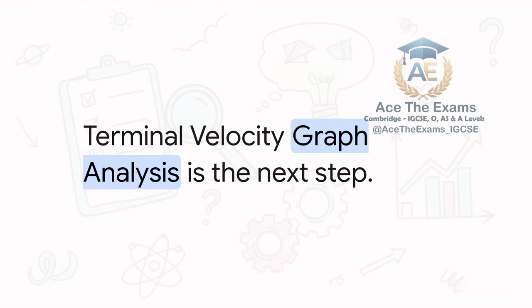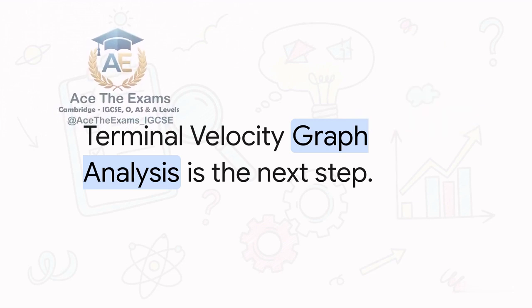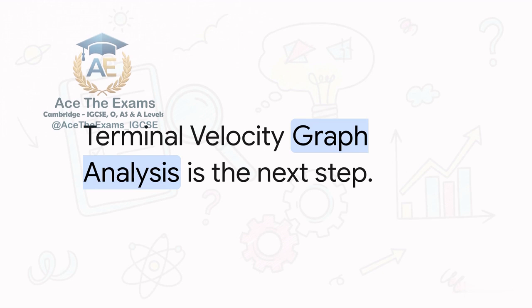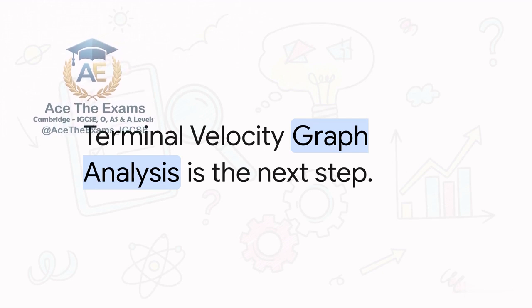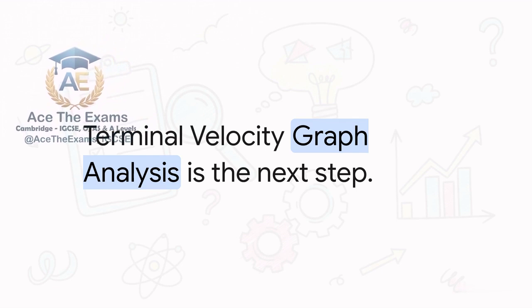Analyzing terminal velocity graphs introduces an entirely new layer of complex examiner wording. We've mastered the simple pendulum, but ask yourself, if an object's acceleration is constantly changing as it falls through the air, how does our four-step answer engine adapt to capture those missing marks? That's the real test of a top-tier physics student.